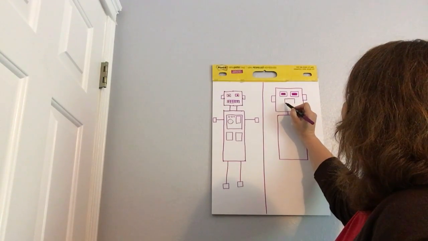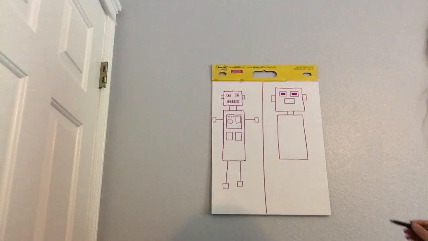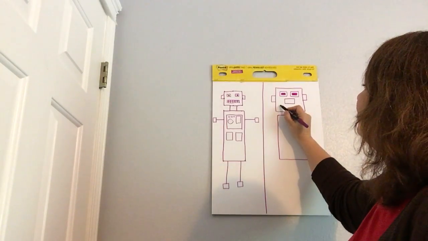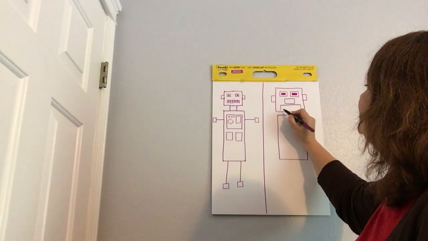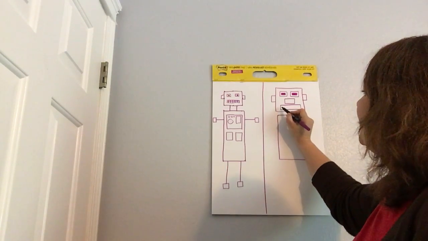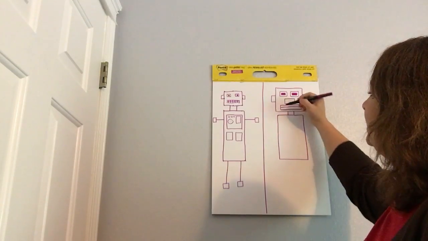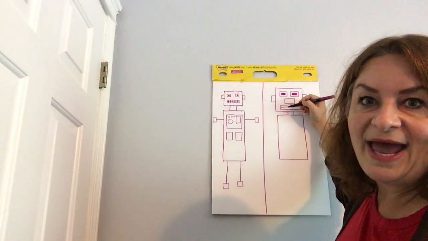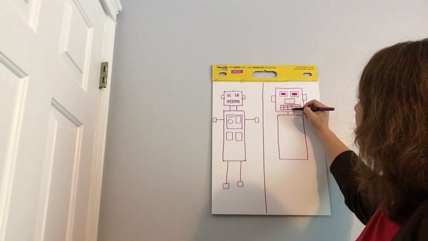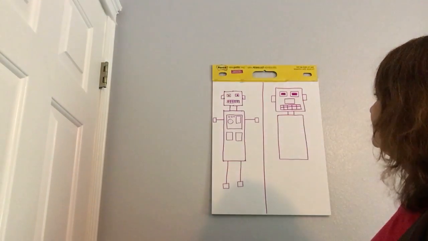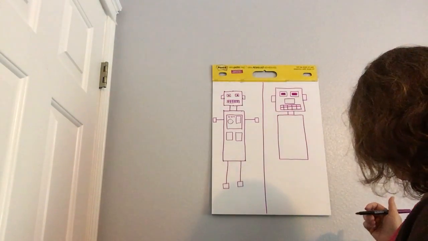2 long sides and 2 short sides. And I want him to have a rectangle mouth, 2 long sides, 2 short sides, and in the middle I'm going to go across and through. I like when my robot has teeth. 1, 2, 3, 4. So that gives him 1, 2, 3, 4, 5 sections.